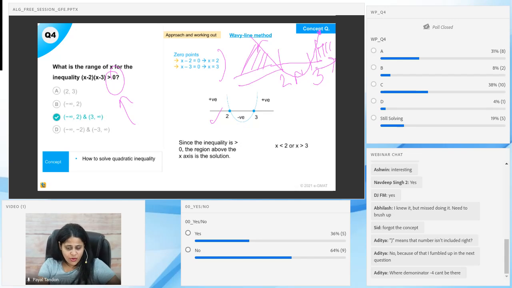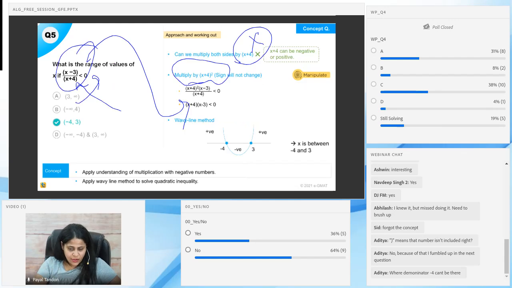Okay, so this way you're able to solve it real quick without really considering the two cases. This is a very quick method of solving quadratic inequalities, whether it's quadratic or higher order inequalities, so that you don't have to consider all these cases and you're able to do it real quick. A very good method to learn. Now let's come to the next question here.